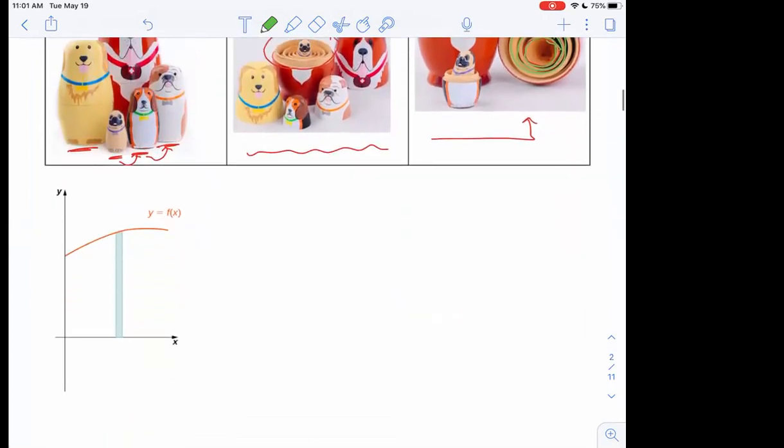So if we scroll down, all right, we've got this function. Let's say we have f of x. Now this time, we're actually going to be revolving around the y-axis, okay? So we're going to take this function and revolve it around the y-axis. What do you notice about the axis of revolution and this? Parallel. Yeah, they're parallel to each other, okay?